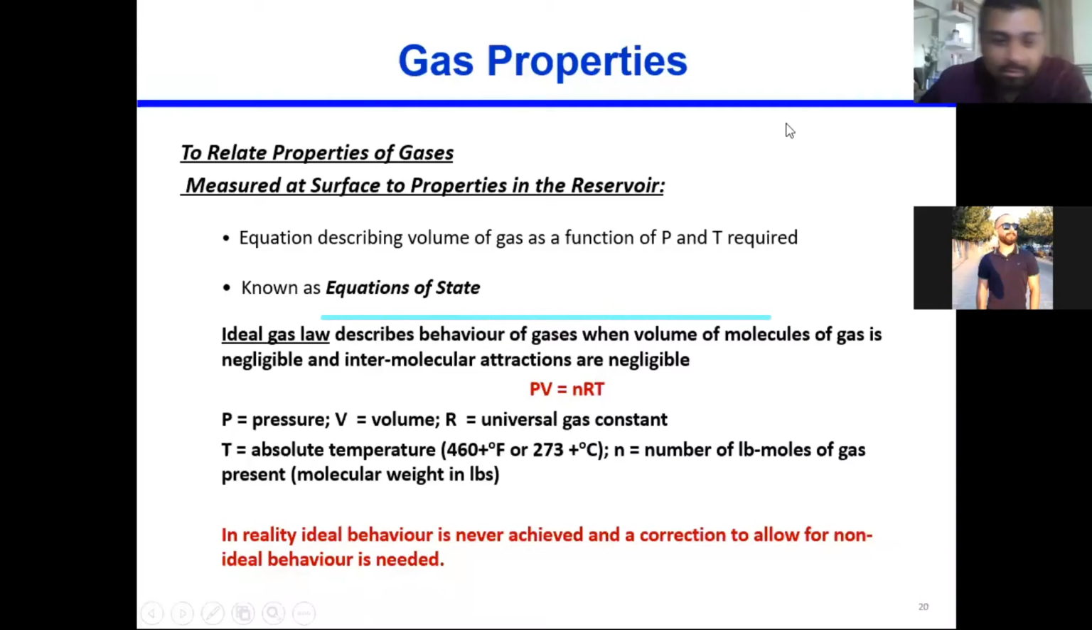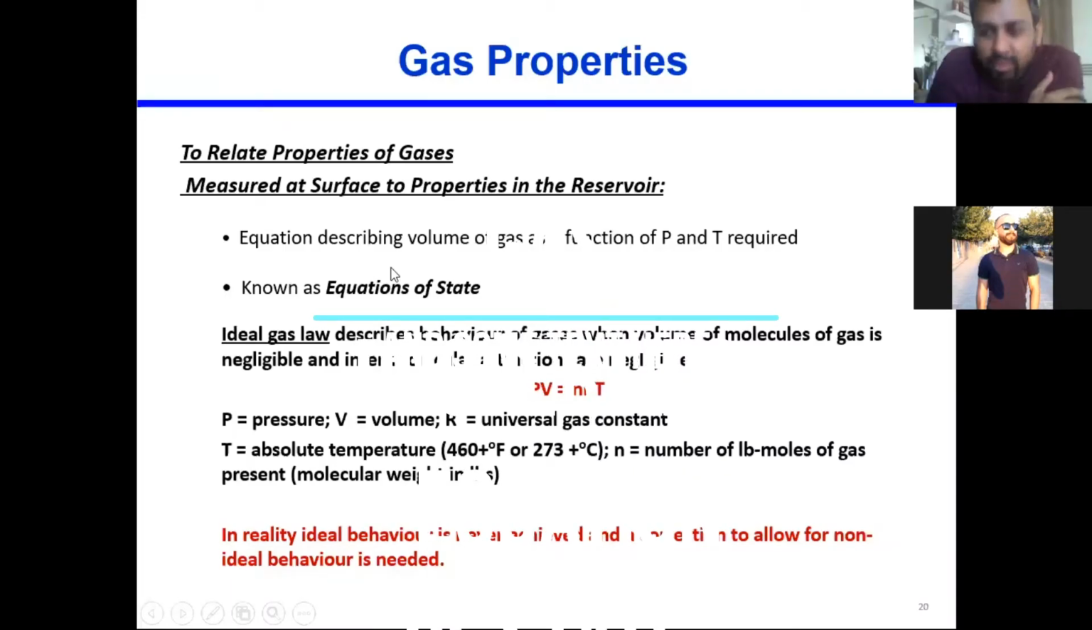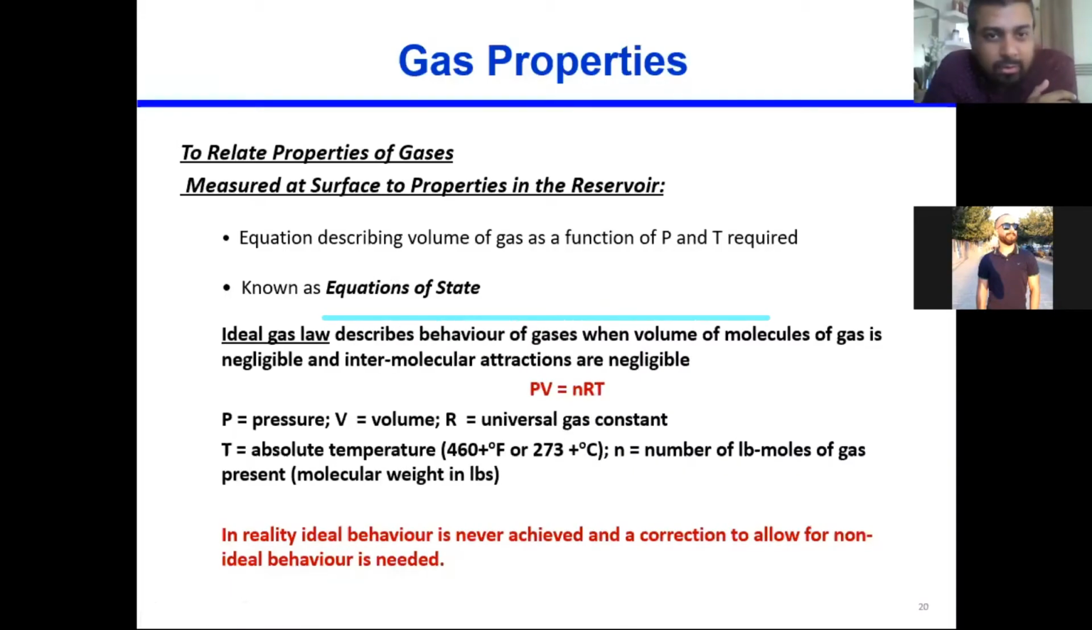Now the first gas property I want to talk about is the equation of state. My first question is, have you studied the equation of state before? PV is equal to nRT. Yes, we do. Okay. What is it? It is the equation of ideal gas.